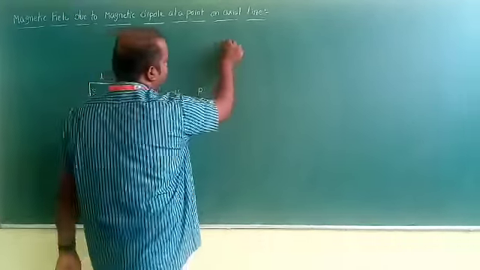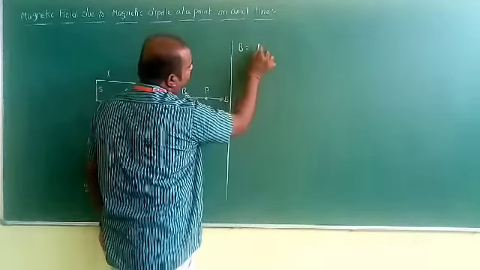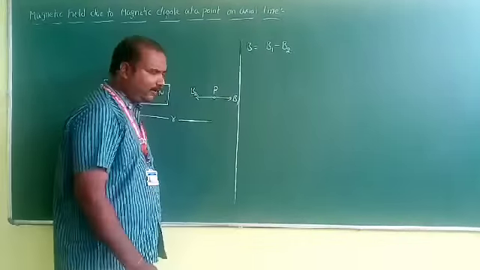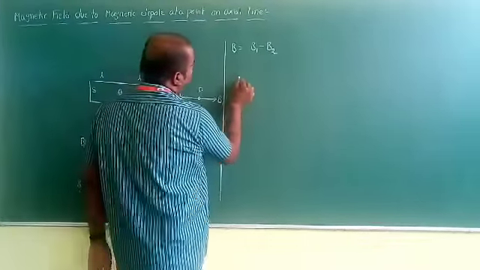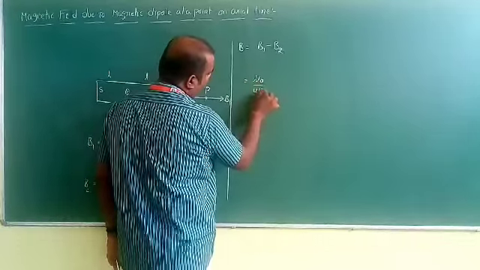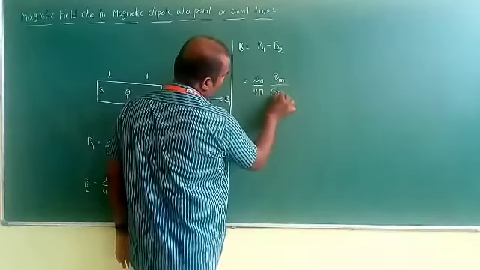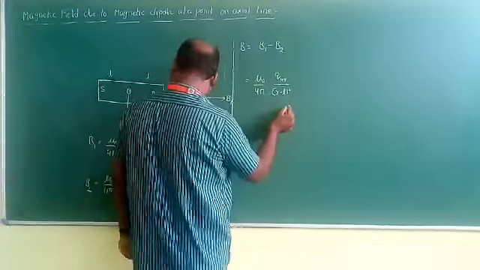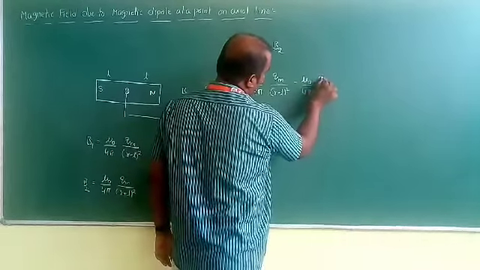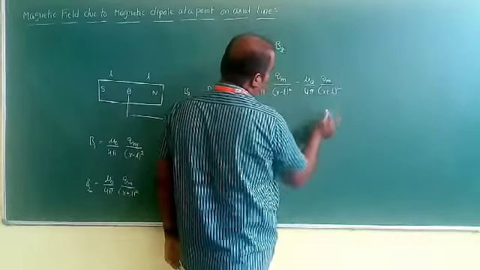Now at point P I have to find the net magnetic field. How can I find the net magnetic field? The net magnetic field at point P is given as B is equal to B1 minus B2. Now substitute the values here. B1 is mu naught by 4 pi Qm by r minus L whole square, minus mu naught by 4 pi Qm by r plus L whole square.